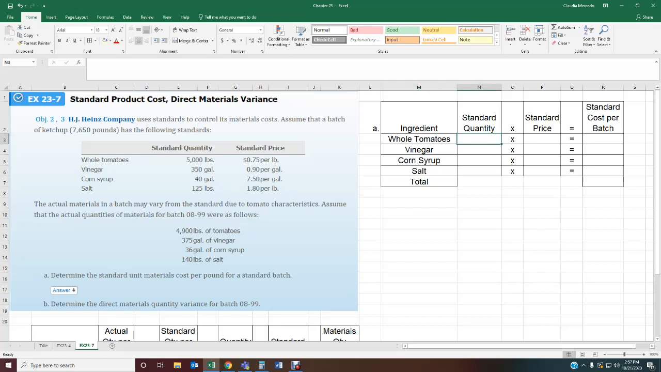So let's take it a step at a time. First, we're going to start off with our standard quantity of whole tomatoes. According to the problem, we have 5,000 pounds of tomato. My standard price for the tomatoes is 75 cents. So now, to get my standard cost per batch, you multiply them. So I'm going to multiply my 5,000 times my 75 cents, and that gives me 3,750.